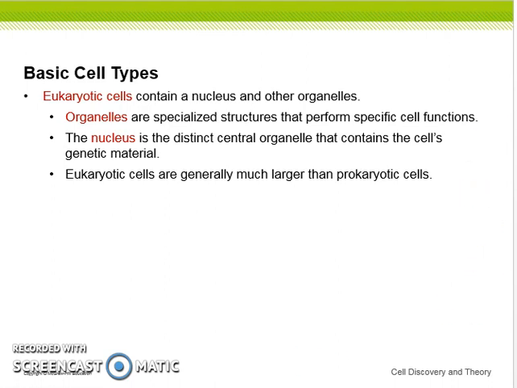So if I just jump back just for a second about organelles, and it says they perform specific cell functions, and one of those organelles is a nucleus. Well, if we were talking about a city, what inside the city controls everything about the city? City Hall, right? The mayor. So that's another way to look at it.